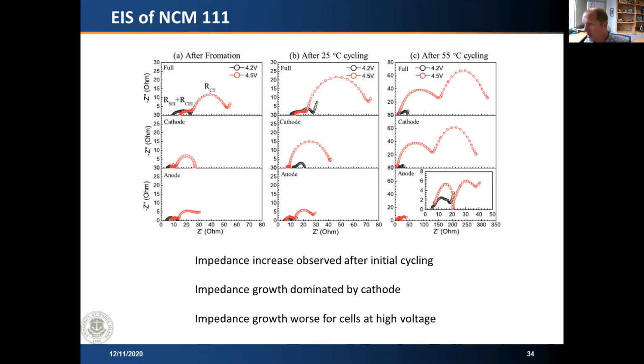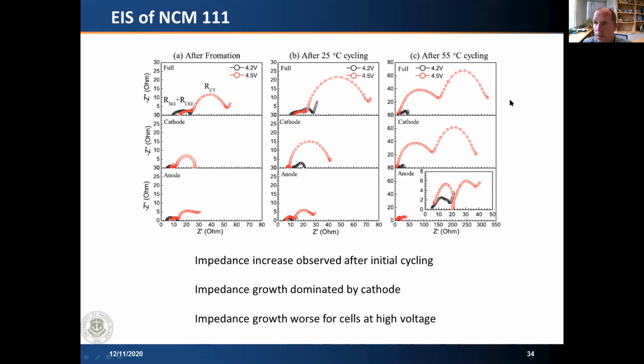So for the cells that are cycled to 4.5 volts, what we can see in a full cell is a much larger impedance after formation or after cycling at 25 degrees centigrade, and an even larger one after cycling at 55 degrees centigrade.